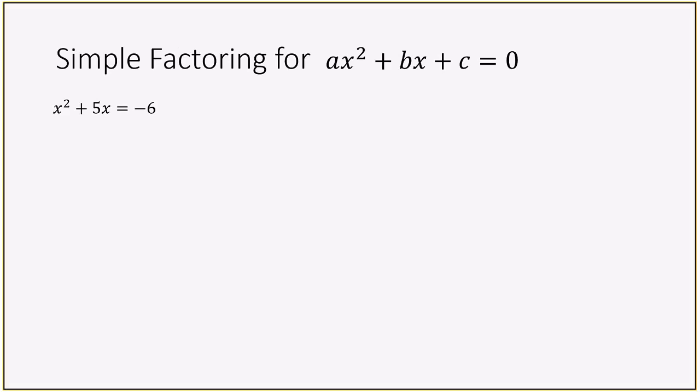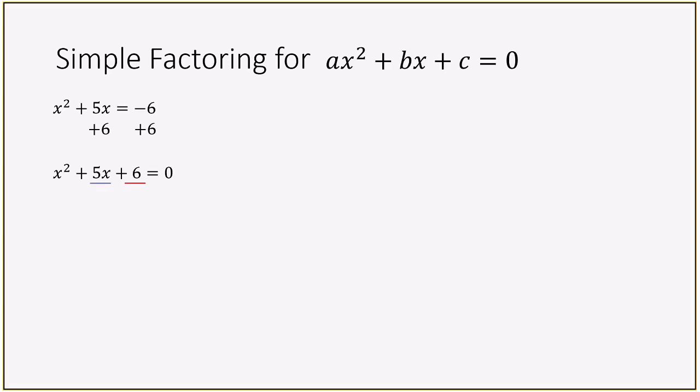And so in order to do simple factoring, we have to have 0 on one side of the equation. So if I'm going to try and factor this equation that I have, x squared plus 5x is equal to negative 6, then I add 6 to both sides, and I get 0 on the other side. So eventually when I get done with the factoring, I can use the zero product property and solve.